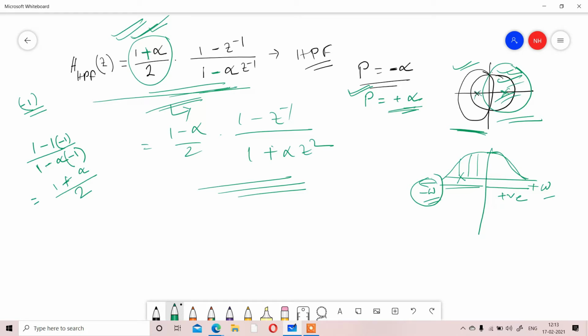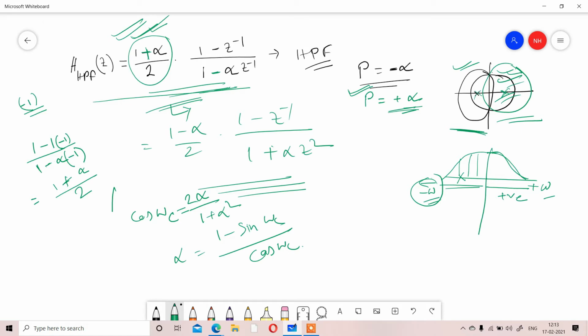From here, again you will calculate the magnitude response, and in the same way you will get cos omega c equal to 2 alpha by 1 plus alpha square, or alpha equal to 1 minus sine omega c by cos omega c. Same thing you will get, the same magnitude. So the cutoff frequency will also be the same, so the alpha parameter will also be the same.